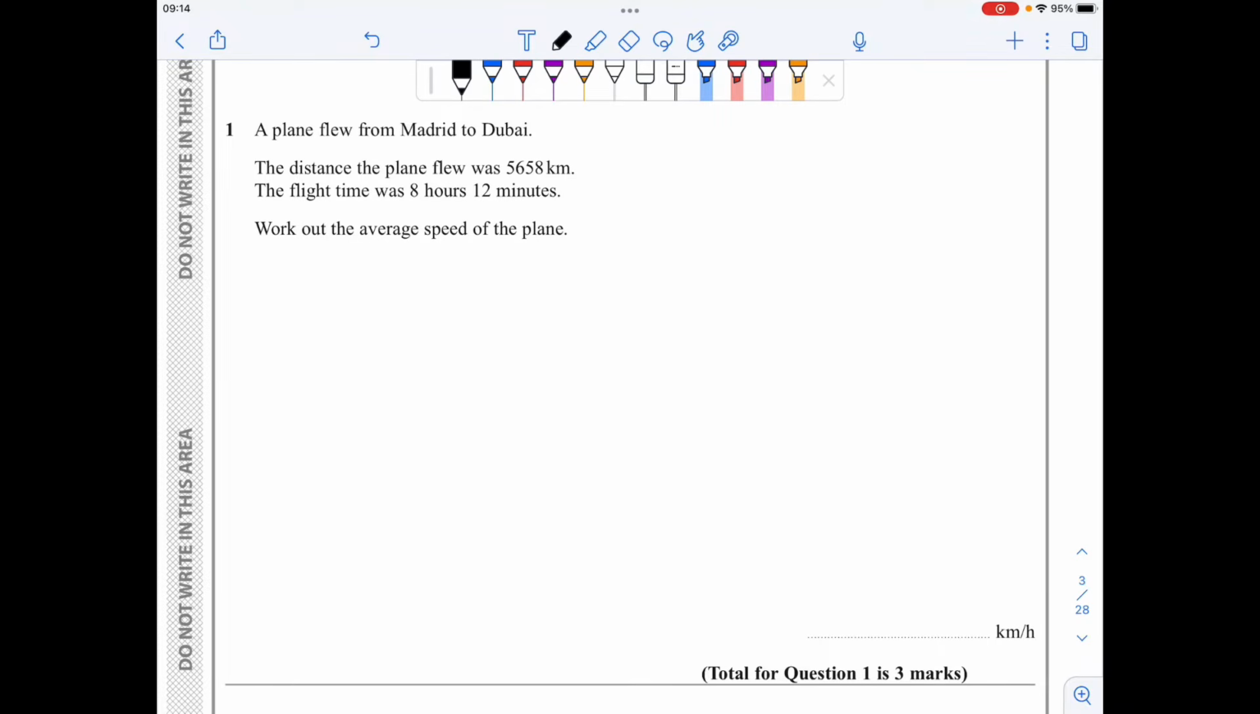For question 1, to find the speed, you'll divide the distance by the time. Now the distance is 5,658 kilometers. Now the time is 8 hours and 12 minutes. I'll need to convert this into either a fraction or a decimal. So that's 8 and 12 over 60, which simplifies to 8 and 1 over 5 as a decimal.